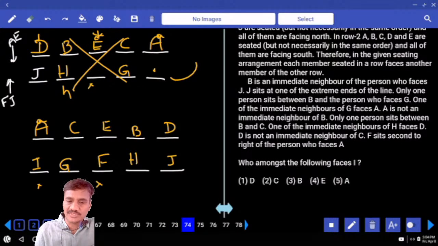And next one, 74. Who among the following faces I? A faces I, that is choice 5, question number 74.